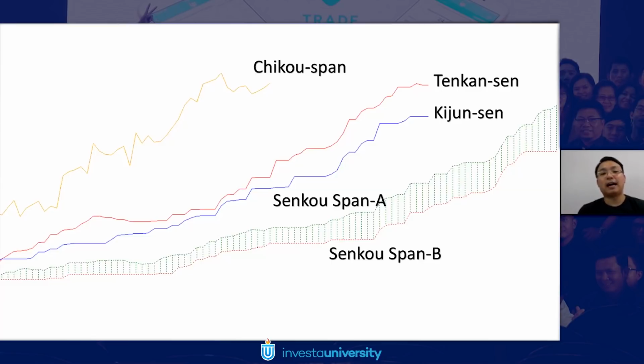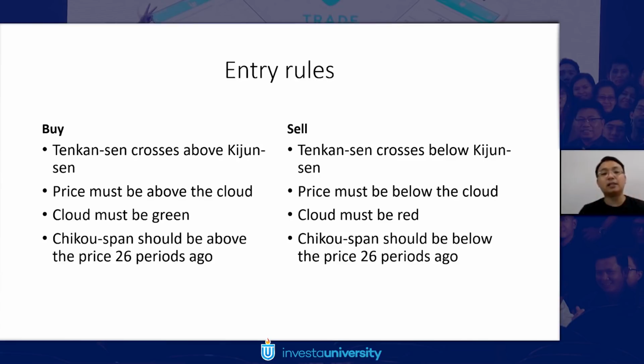Alright? Now, lastly, yung Chikou span, that's the delayed line. What it simply says is that if your Chikou span is higher than the price 26 periods ago, that means bullish yung market. Kapag yung Chikou span is below the price 26 periods ago, bearish yung market. So all of those factors have to come together before we're able to make a decision pag magte-trade tayo. So I'm gonna summarize it into these very simple rules.